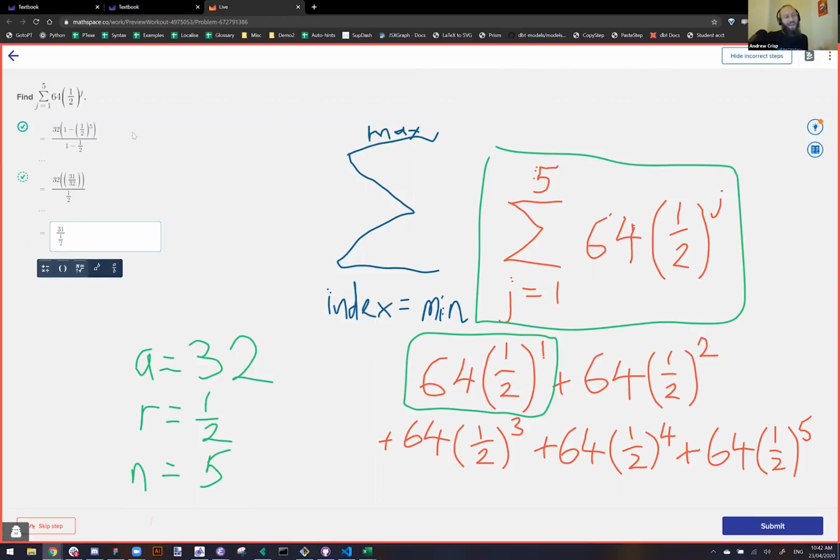And then dividing by a half is the same as multiplying by 2. 62. Haha, got there first. Nice job. Answer live, is it 62? Yes, it is.